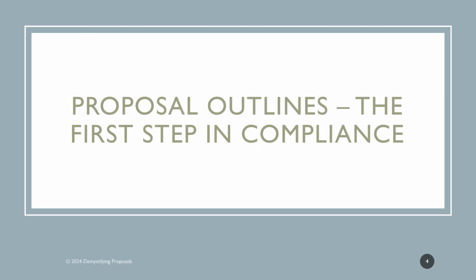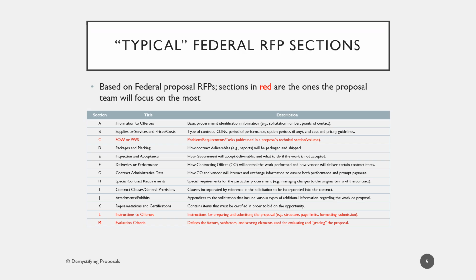The first step in compliance is developing your proposal outline. Here we show a table of the typical federal RFP sections. The sections in red are the ones that the proposal team will focus on the most.